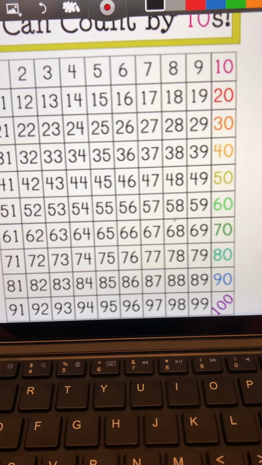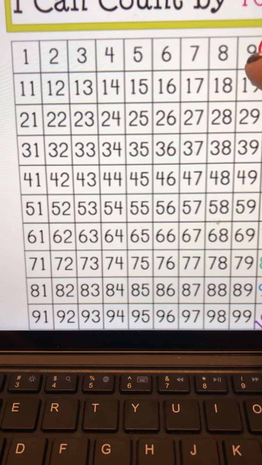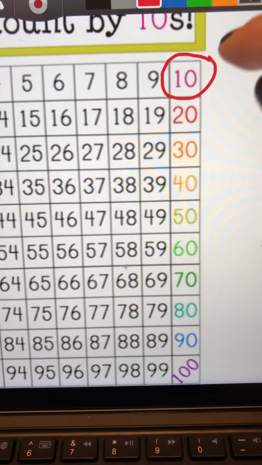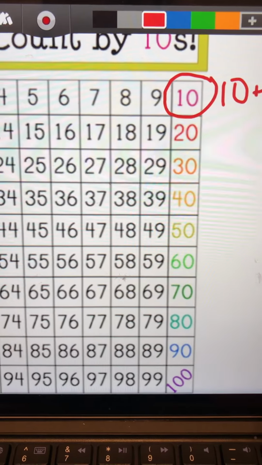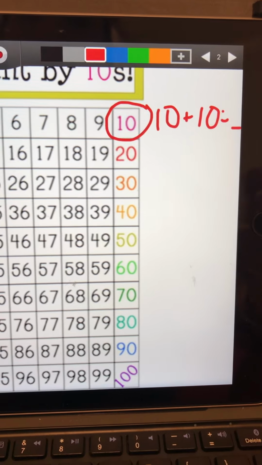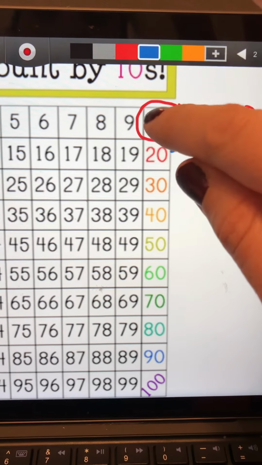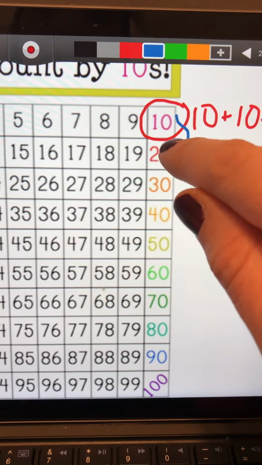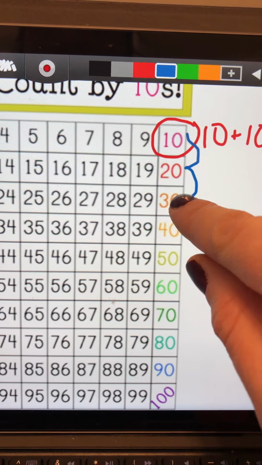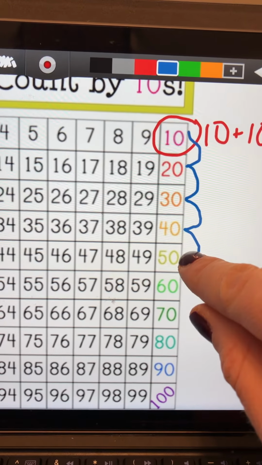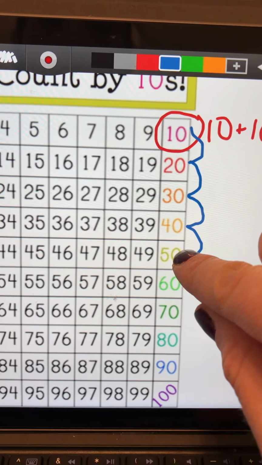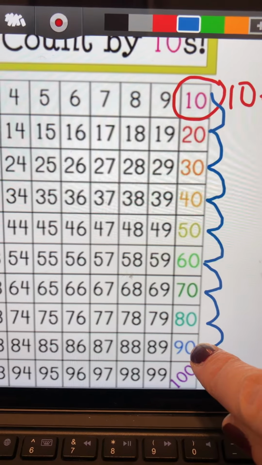Okay, when we skip count by tens and we start at 10, we just have to add a 10, right? So here's my 10. If I want to skip count by 10, I'm just going to add a 10. 10 plus 10 equals what? 20, good. So if I skip count by 10, I'm just adding a 10 to the next number. So right now I have 10, 20. What's 20 plus 10? 30. 30 plus 10? 40. 40 plus 10? 50. 50 plus 10? 60. Good. 60 plus 10? 70. 70 plus 10? 80. 80 plus 10? 90. 90 plus 10? 100.